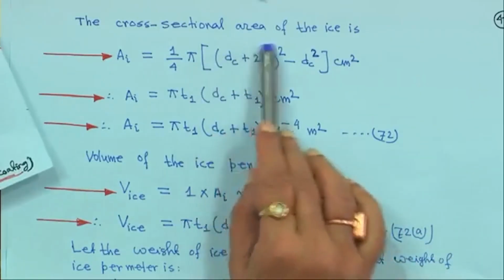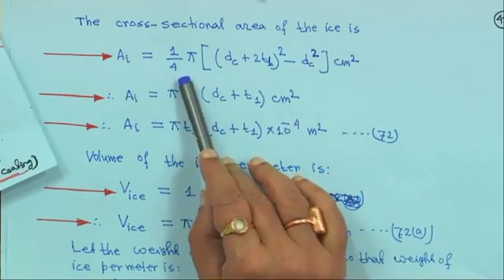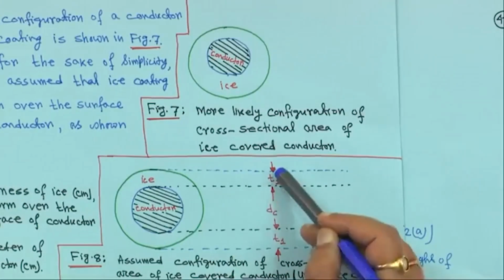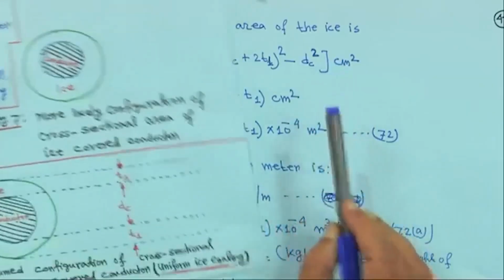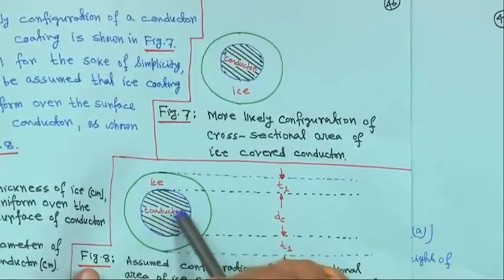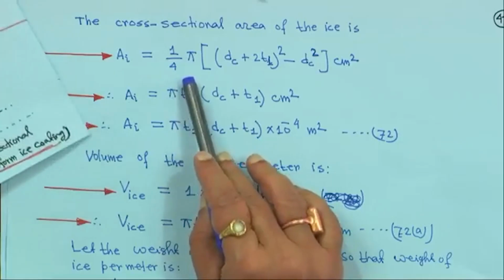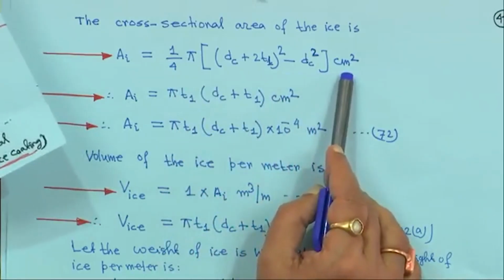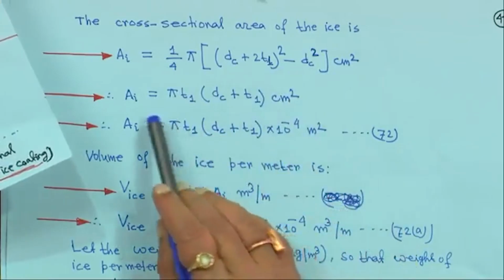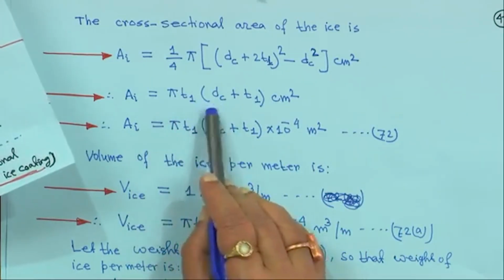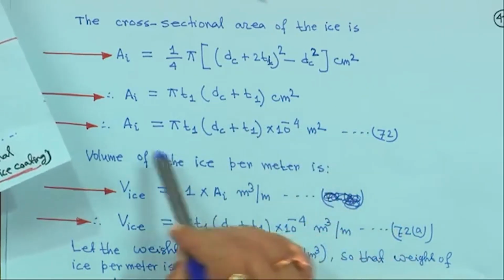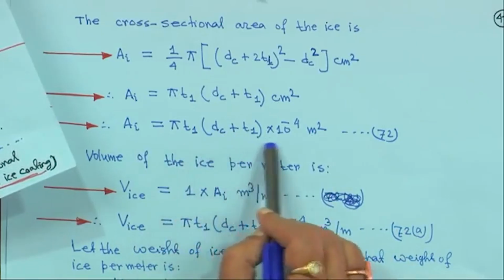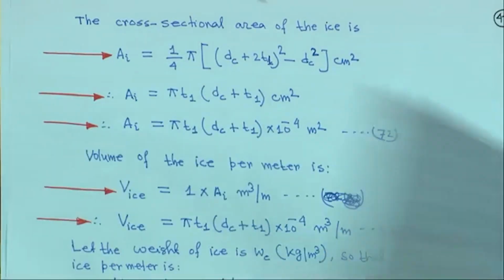Therefore, the cross sectional area of the ice is A I equal to pi by 4, then the diameter is d c plus 2 T1. So, this is d c plus 2 T1 whole square minus d c square centimeter square, because pi by 4 d c square is the area of the conductor. So, pi by 4 is taken common outside. So, this is the cross sectional area of the ice. Then if you simplify, A I will be pi into T1 into d c plus T1 centimeter square. So, convert it to meter square. So, A I will be pi T1 into d c plus T1 into 10 to the power minus 4 meter square.